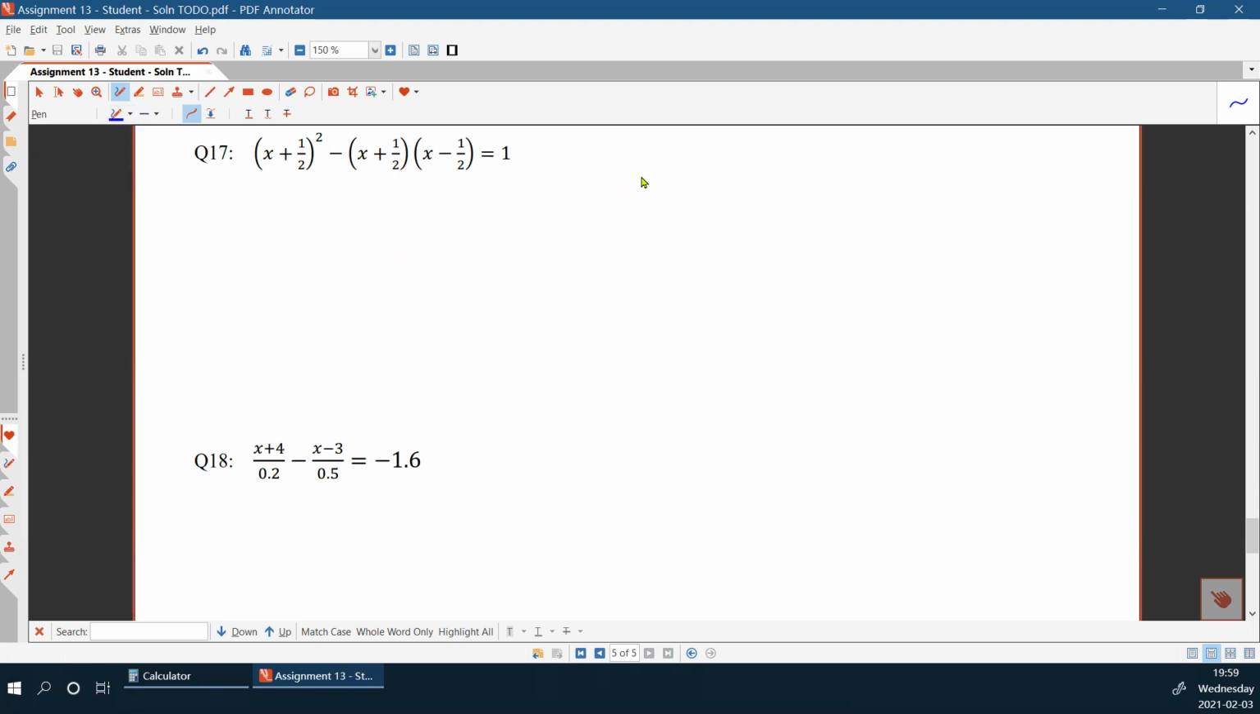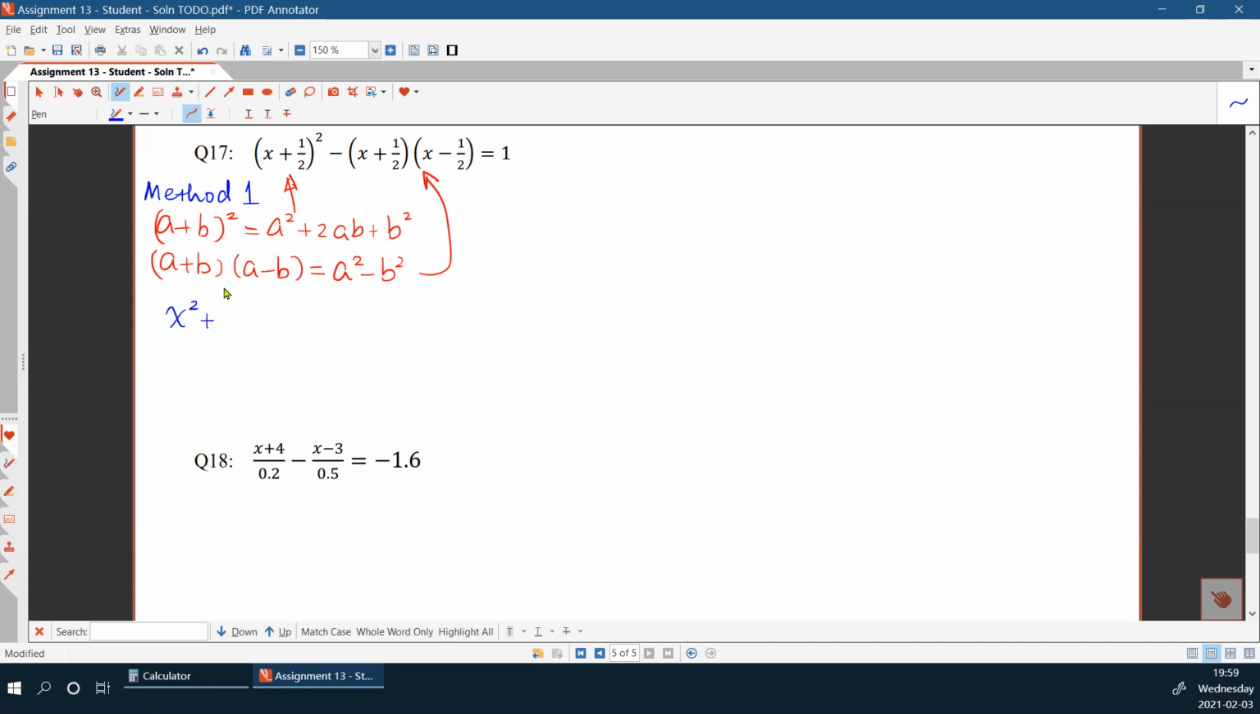Next one, actually, there are two methods. Method 1: we can use the formula (a plus b) squared is a squared plus 2ab plus b squared to expand the first term, and using (a plus b) times (a minus b) equals a squared minus b squared to expand the second term. Following this logic, the left-hand side becomes x squared plus x plus b squared, which is 1 over 4, right? This is your first term.